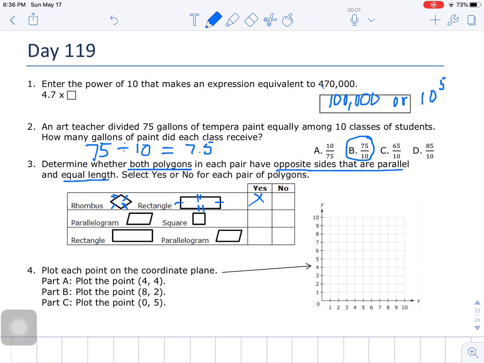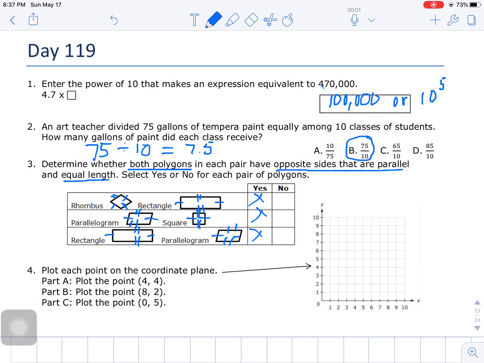How about the parallelogram? Well, its very name tells us that its sides are parallel, but are they the same length? As we look at that, yep, they are. And there we go. And a square, well, that would be true as well. And then the rectangle, we already know from before. And the parallelogram, we already know from before. So all three of those are yes.